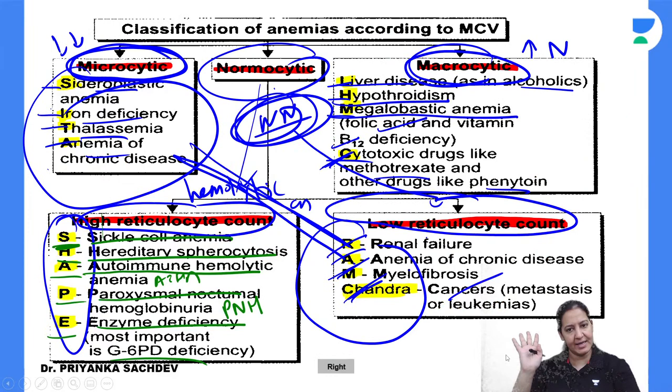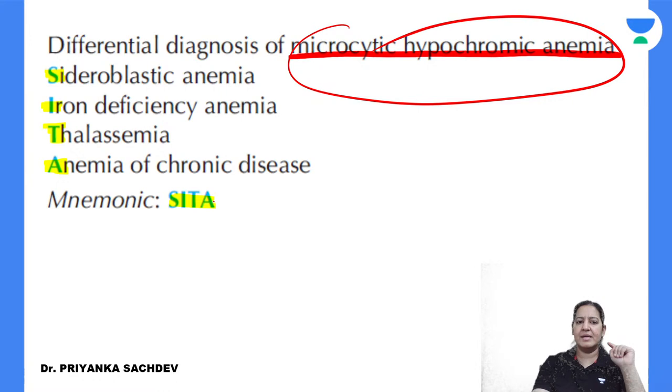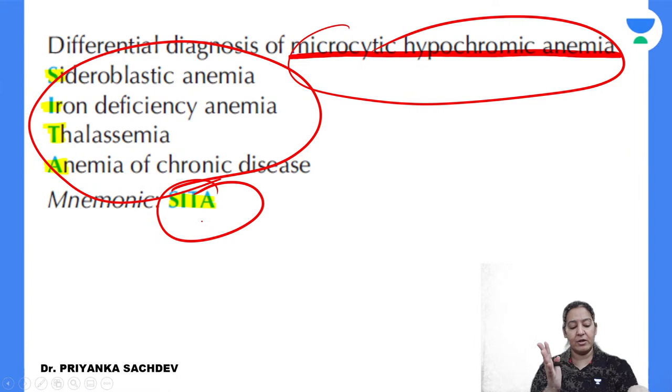Okay. So that is the same thing written here. Microcytic hypochromic anemia, SETA. I guess everyone knows the full form of SETA. Is pe bahut MCQs aate hain. In your PYQs also, you may have seen MCQs on that. Same MCQs, same mnemonics are written here.